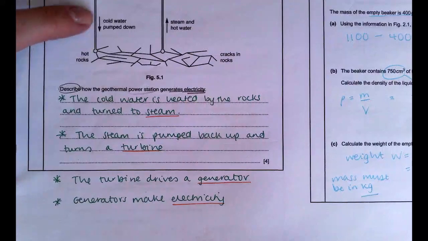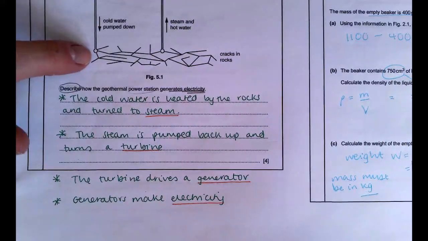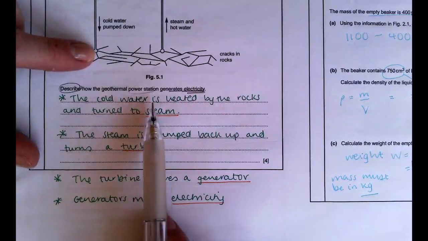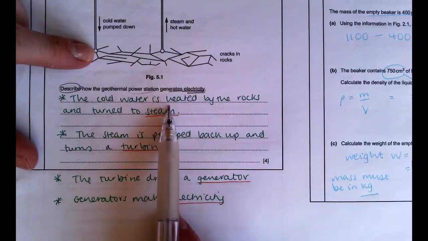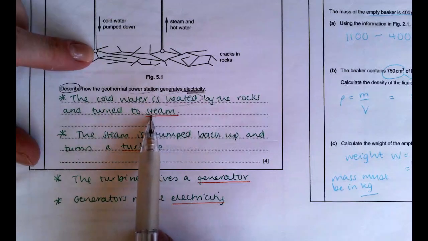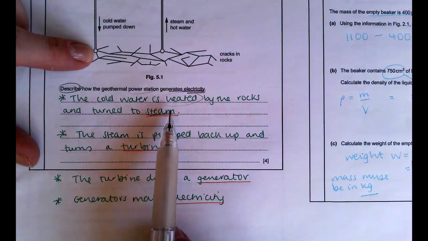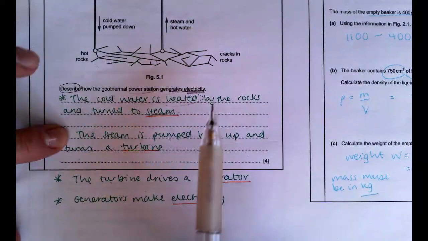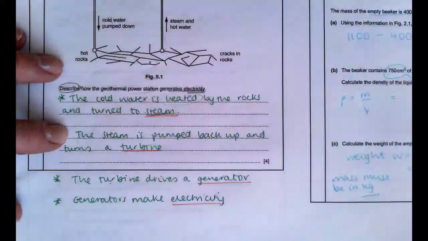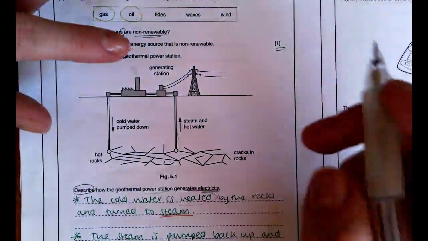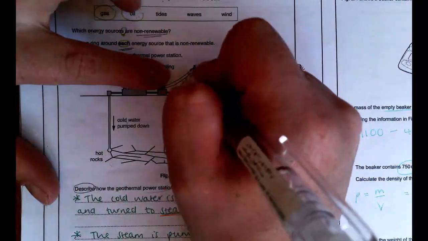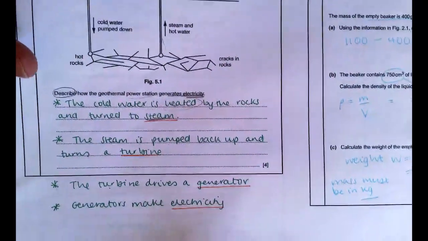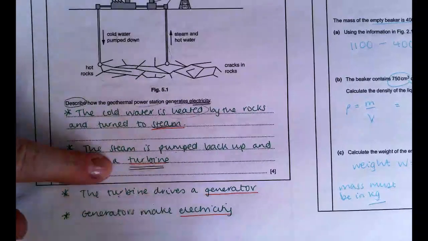The first thing we can see from the diagram is the cold water is pumped down to the hot rocks. You can't just write that because that's already given to you, but what you need to say is that cold water is then heated by the rocks and turned to steam. That's the first thing that happens. So this cold water becomes steam. The steam is then pumped back up and it turns a turbine. So here what we actually have is a turbine, and you get a mark for knowing that steam turns a turbine.